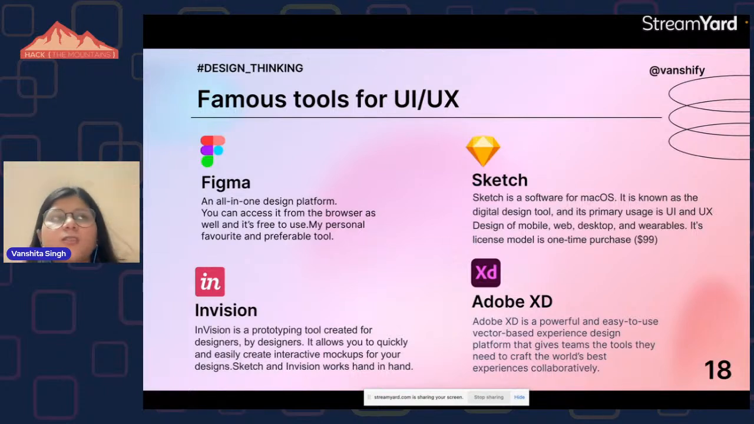Sketch is preferable as a software for macOS, for Apple devices, and its primary usage is making UI and UX. It has different types of predefined frames, for iPhone, for Android, for Apple Watches, and for everything. So they have predefined frames in which you make the UI.